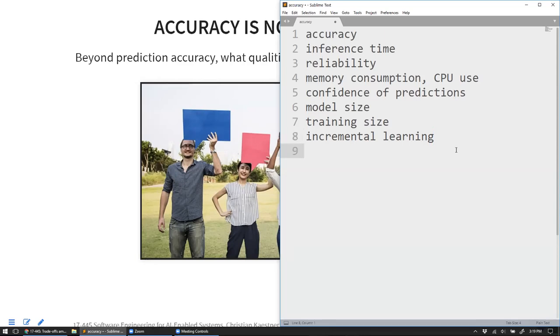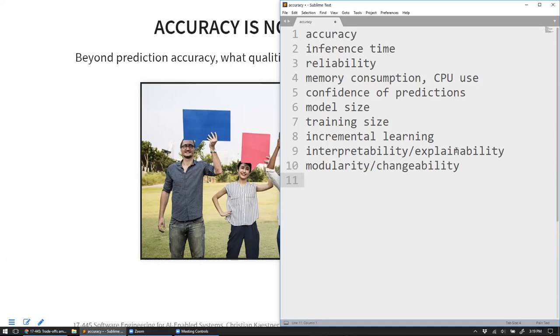Understandability is typically called interpretability or explainability, right? Modularity or changeability, whether you can adopt it or retrain it. Ability to handle edge cases. Not sure how to describe this more concisely. Maybe robustness, generalizable, yeah. Okay, shouldn't type so much during lecture.